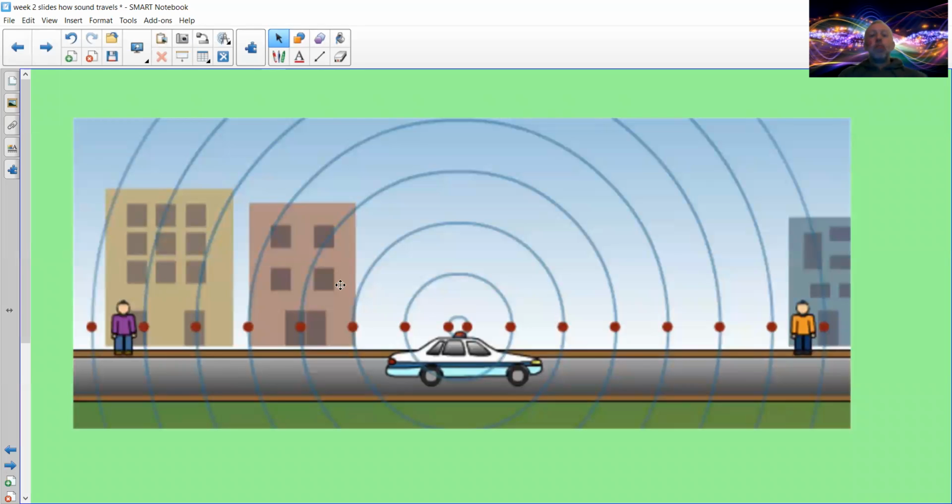Okay. But it does bounce around. So it might bounce off these buildings. It might bounce in different directions. That's how you get echoes. It will go into the ground as well, but it won't travel as far because eventually the solidity of the ground would start to soak up the sound. But it travels in all directions. Think of it as like a bubble that's just growing. It just goes out and out and out.